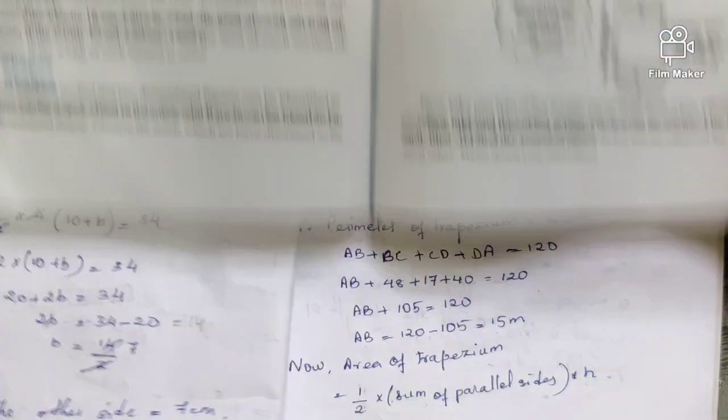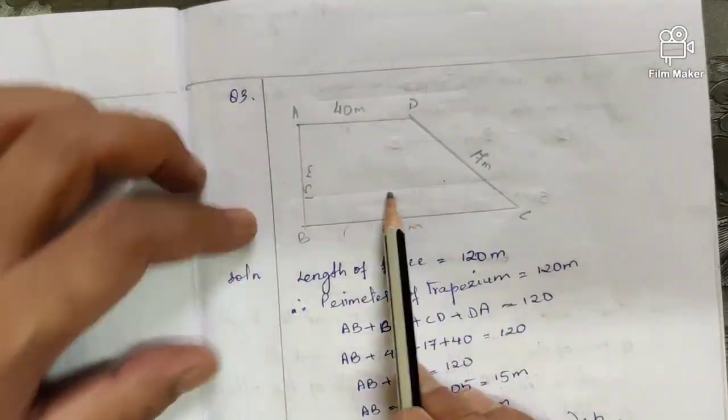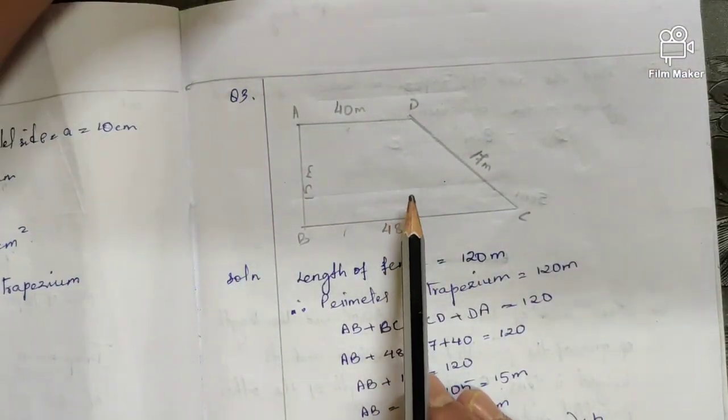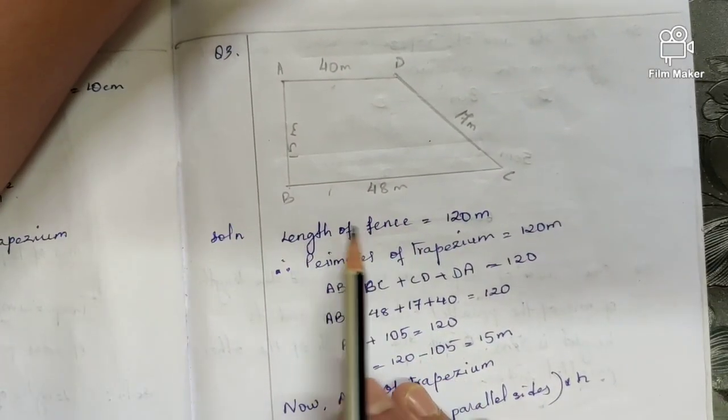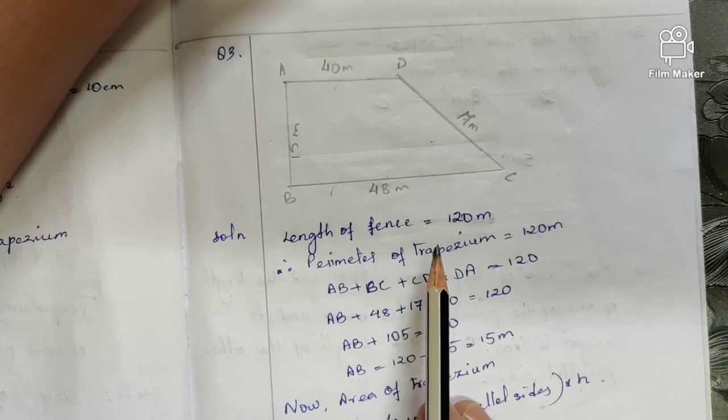Right? The figure is like this. The length of the fence of a trapezium-shaped field ABCD is 120 meter.